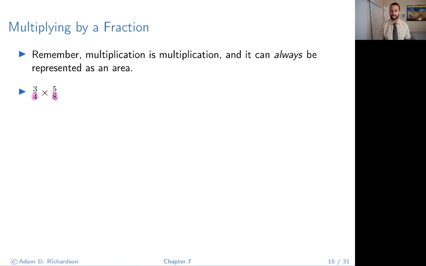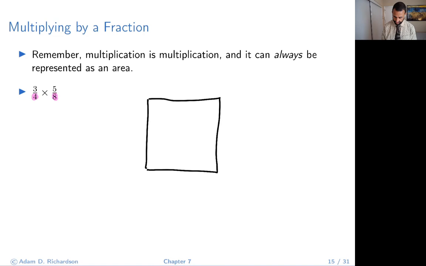So what I'm going to do is I'm just going to draw a square, okay? And I'm doing a square in particular. Actually, will this snap? Ah, it won't snap. That's okay. I'm doing a square because this square represents the unit.